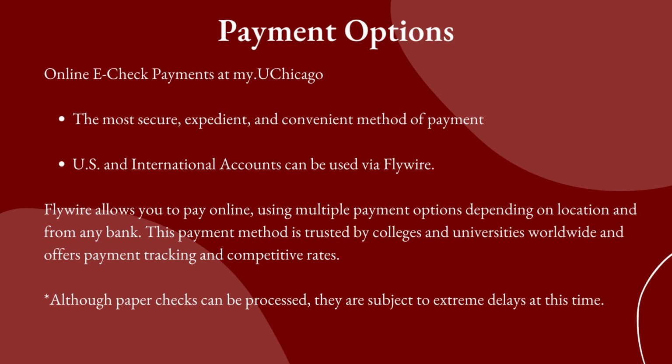Flywire allows you to use online payments and use multiple payment options depending on the location from where your bank is located. This payment method is trusted by colleges and universities worldwide and offers payment tracking and competitive rates. Submitting your payment via online electronic check is the most secure, expedient, and convenient payment method. Although paper checks can be processed, they are subject to extreme delays during this time and should be avoided.